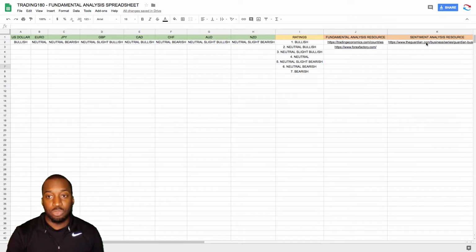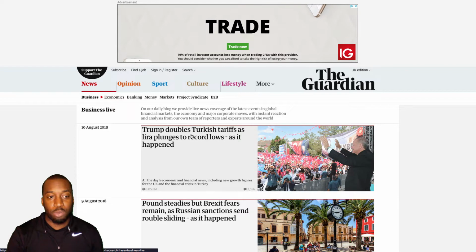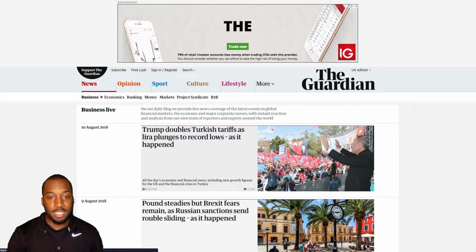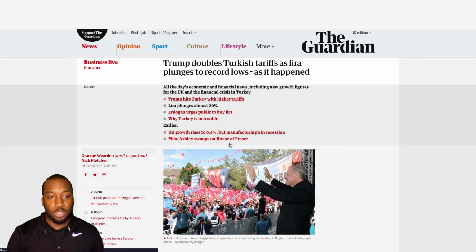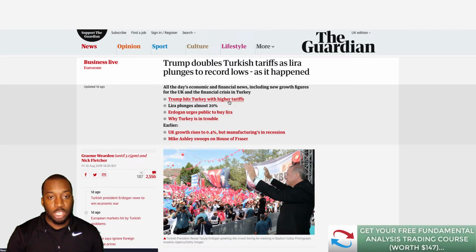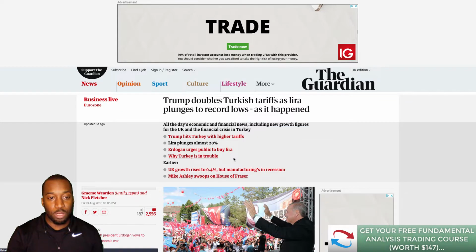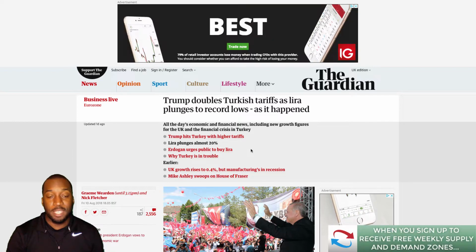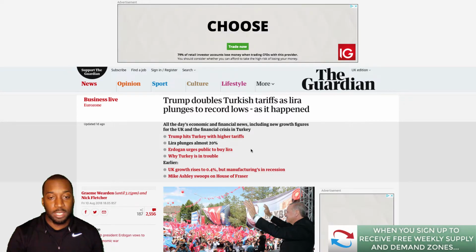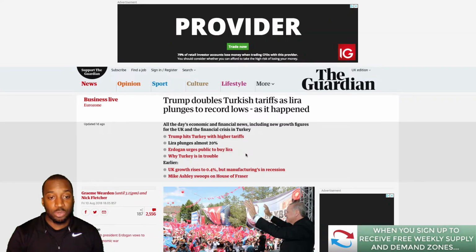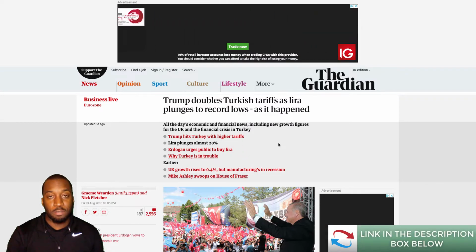And the sentiment analysis resource I get from various sources, but one of the major ones is a Guardian blog, which I find extremely useful, and they give pretty much the day's analysis. You'll start to see that on the 10th of August, Trump basically said that he was going to hit Turkey with higher tariffs, and Turkey being a part of Europe, there are fears that if Turkey goes into a financial crisis, it could affect the rest of Europe.